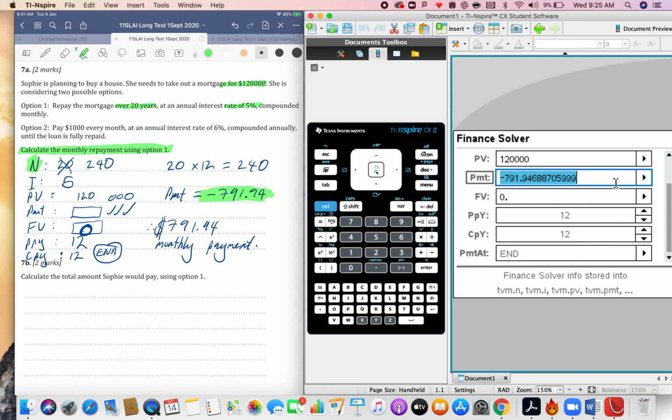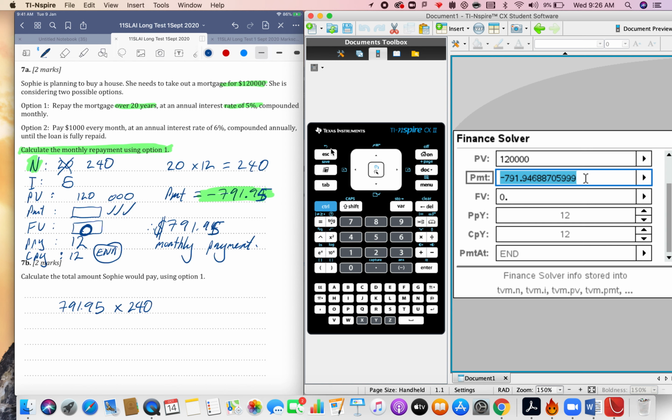Now part B, calculate the total amount Sophie would pay using option 1. This is a follow through from part A. If she pays 791.95, round it up properly, each month for 240 months, that's the calculation we need. On your calculator, you can grab the value here, 791.94688. You can keep the full accuracy, but it's okay just to use the rounded value now.